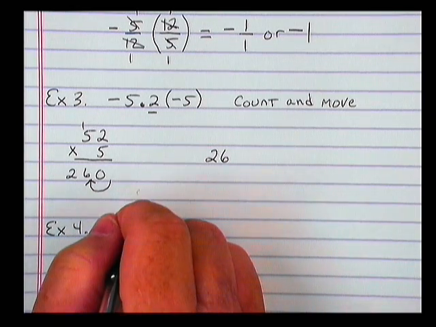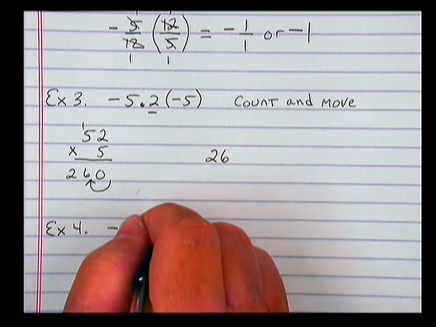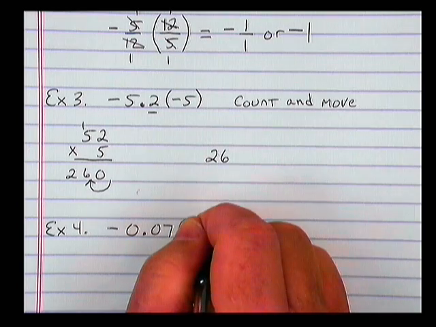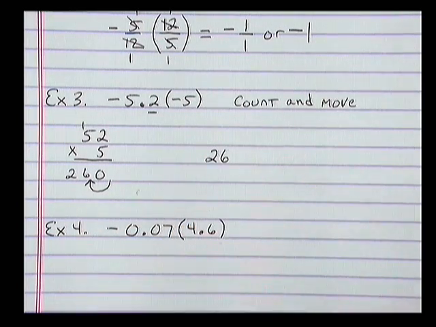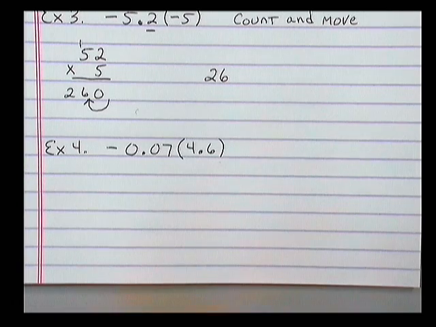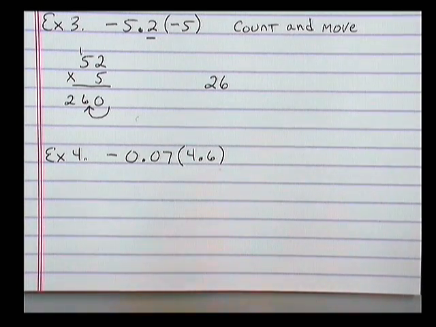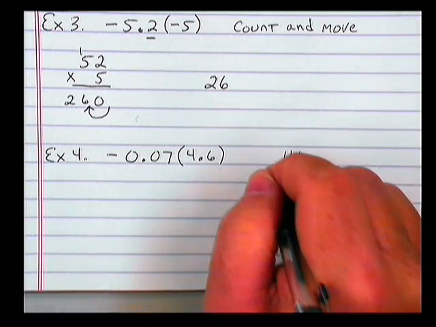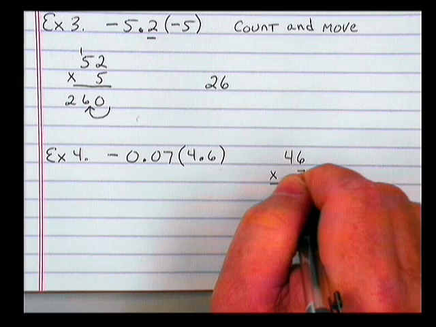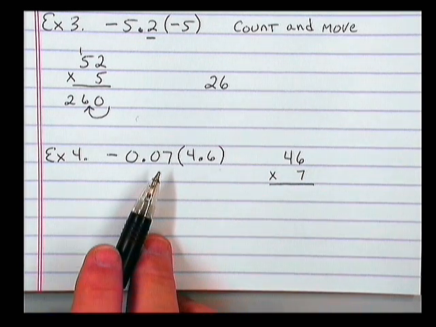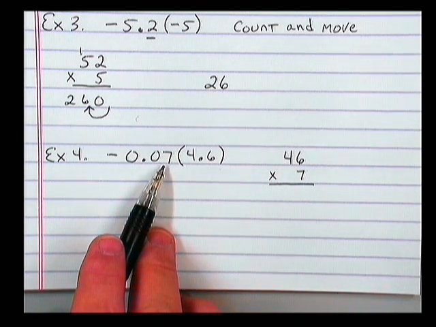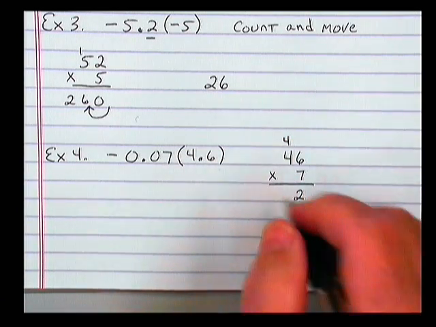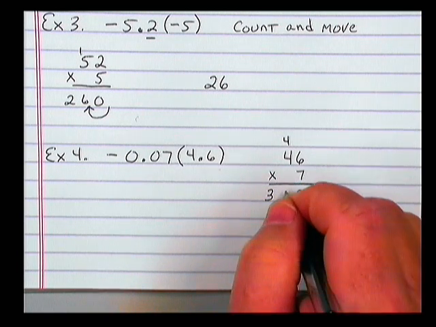Negative 0.07 times 4.6. Once again, I'm not going to worry about the decimals and the negative numbers yet. What I'm going to do is multiply 46 times 7. So if I drop the decimals, all I have to do is write the 7. So 42, carry the 4, that's 28 plus 4 is 32.